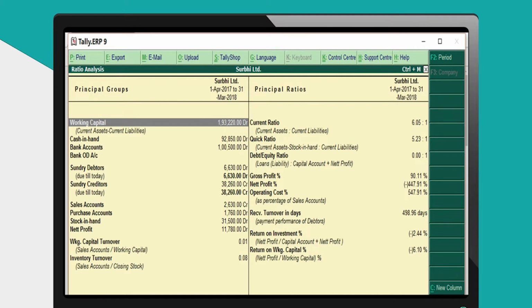Then there is a inventory ratio. Then there is a current ratio, quick ratio, debt equity ratio, gross profit ratio, net profit ratio, operating cost ratio. Then receivable turnover in days, return on investment, and return on working capital. All these ratios will help you in understanding financially about your concern. You can judge the financial health of your business by looking at the ratio analysis.